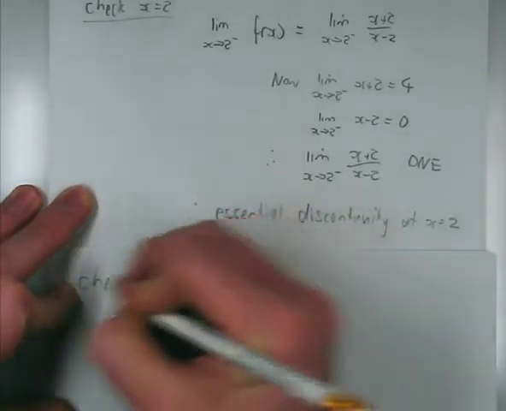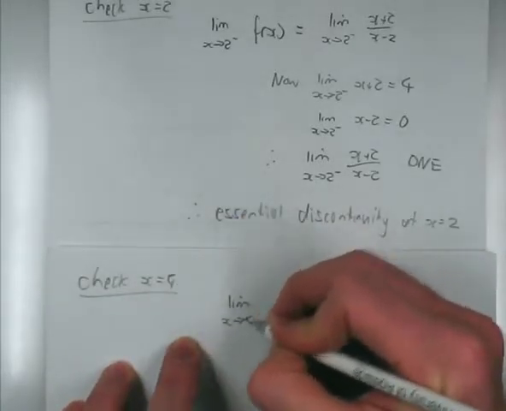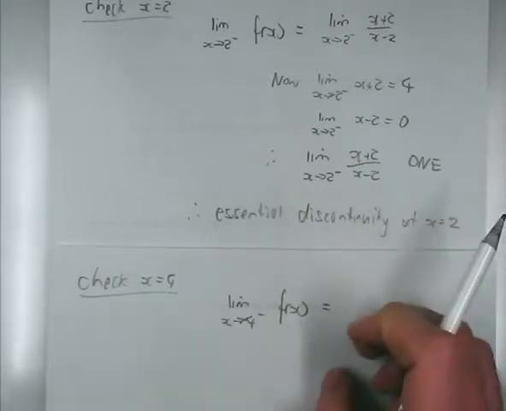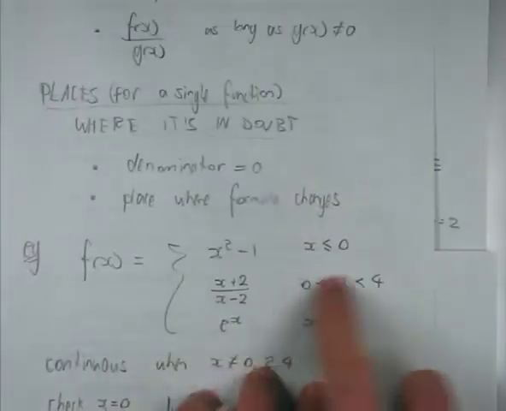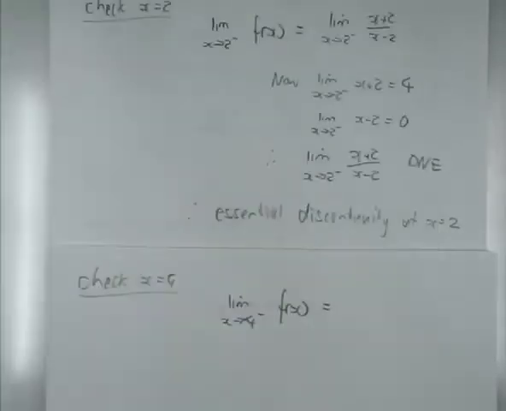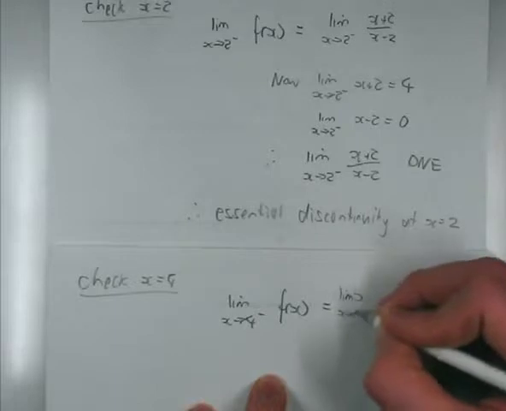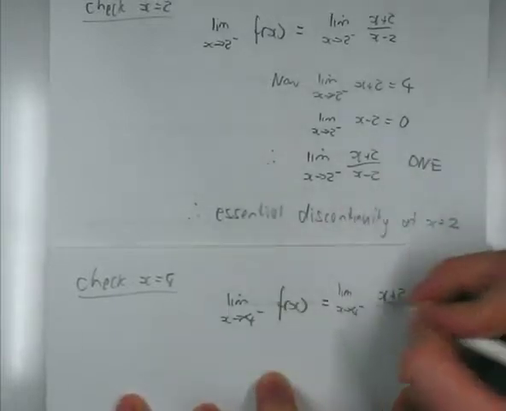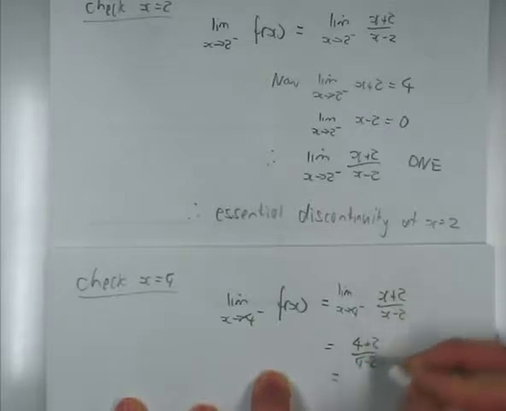Check x equals 4. So the limit as x goes to 4 from below of f of x. Now below 4, so below 4 is this zone here, the formula was x plus 2 over x minus 2. So below 4, it's the limit as x goes to 4 from below of x plus 2 over x minus 2. And the bottom's not 0, so I can just sub that in, which is 3.